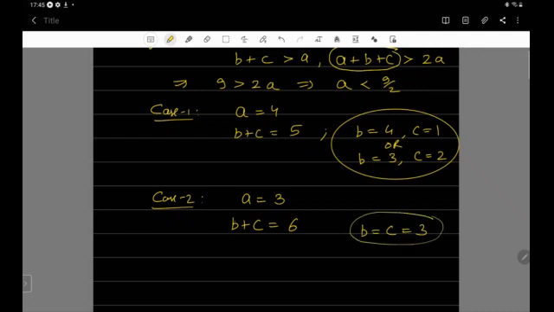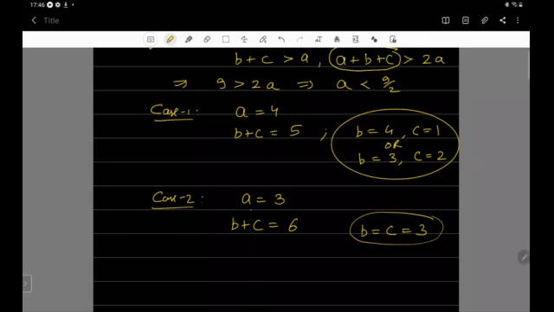Because if you will try to make one less than 3, the other one goes above 3, which is not possible because we have already assumed that a is the largest side. So in this case, we have only one solution, and there doesn't exist any other case.